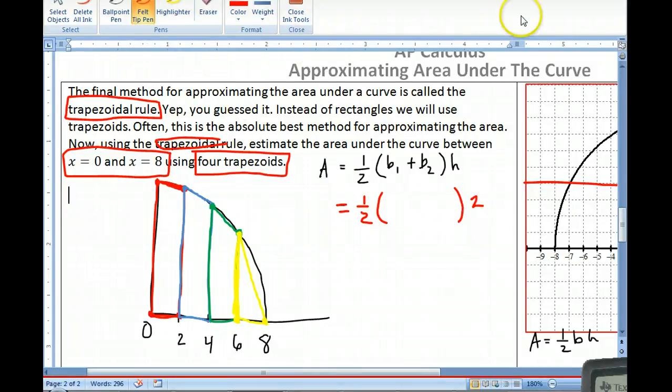The bases of a trapezoid are always the sides that are parallel. This side is parallel to this. These are the bases. So base 1 would be this one, and base 2 would be this side. And then the heights are the bottoms, and in this case they're always the same. Sometimes they change, and we'll run into problems where they do.